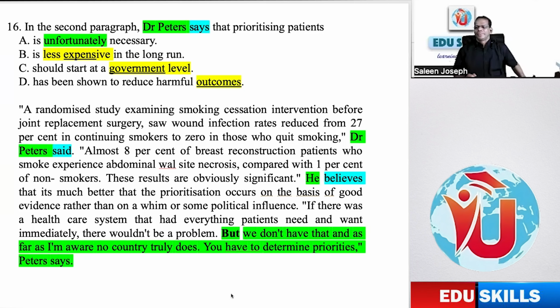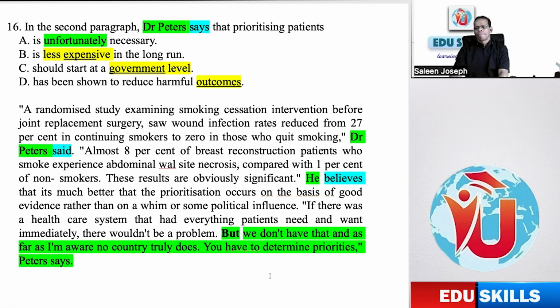Did you understand? Prioritizing patients is not a good practice, but unfortunately, we have to do it. Every patient has a right to every treatment, and we should not prioritize. But here they say, unfortunately, we have to do it because we haven't got a healthcare system that has everything patients need and want immediately. We don't have that, so unfortunately, we have to do it. Is that clear?